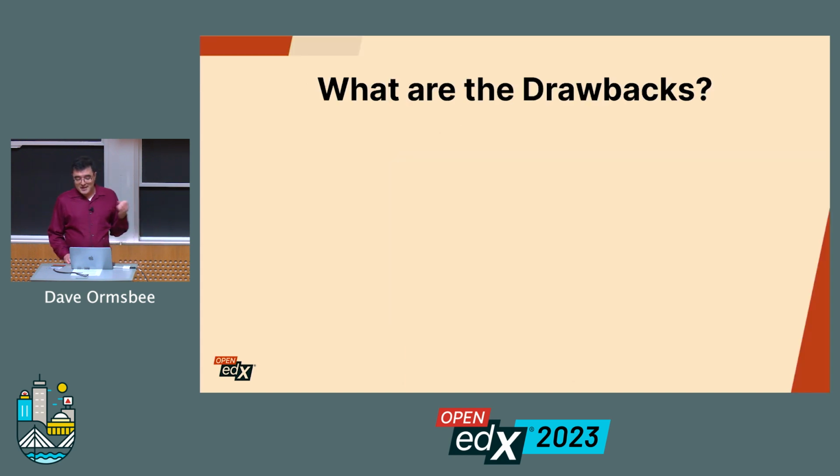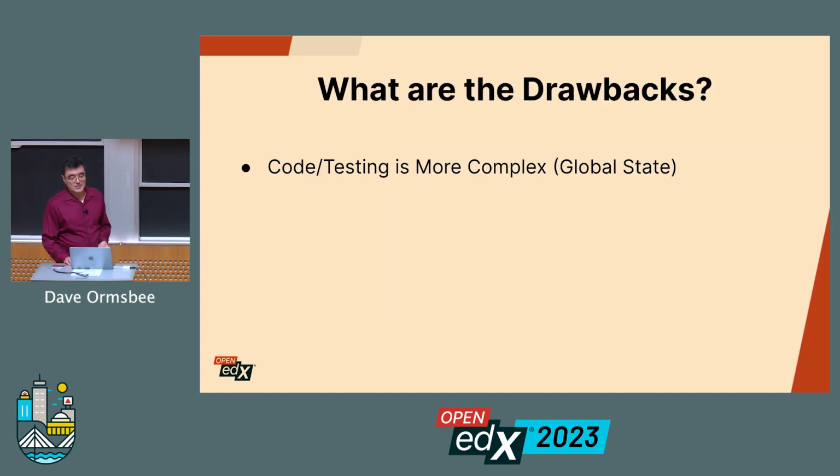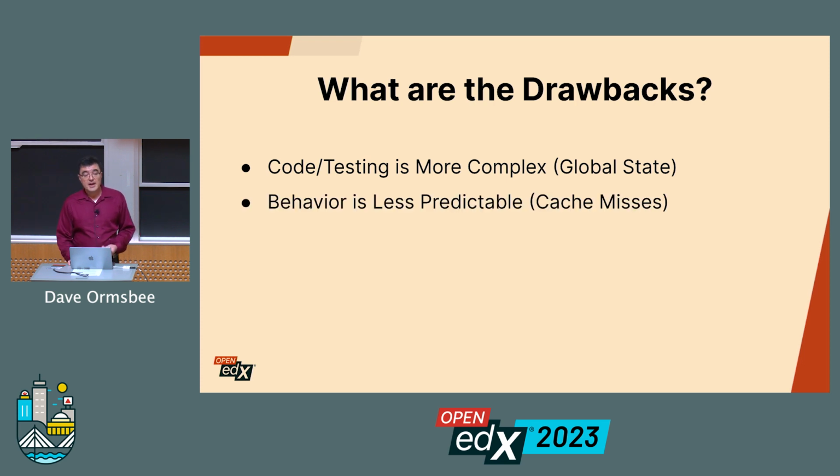And what are the drawbacks? So when we add caching, we're essentially adding global state. And this can often make code and testing more complex and harder to reason about. The behavior of your services becomes less predictable because you can have a service that was nice and zippy and fine, and then the cache expires or something, and then suddenly it takes 10 times as long, and you're not expecting that as a consumer. And they can cause memory leaks, and they can cause memory leaks in a way that is difficult to diagnose.